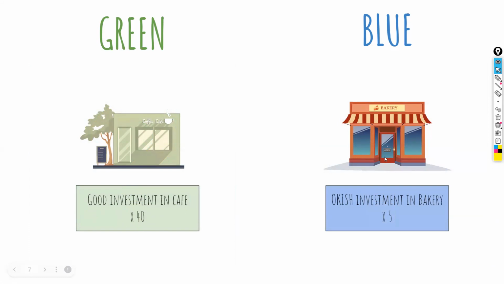For those who chose blue, you made an okay-ish investment in a bakery. So take the amount of money that you had at the beginning and multiply it by 5. And that will be the new amount of money you have. At the end of the class, we're going to see who has the most amount of money. All right? Great. Keep track of it on that scrap sheet of paper, right? So however much money you have now, pretend it's real and it's in the bank, right? So keep track. Let's move on.